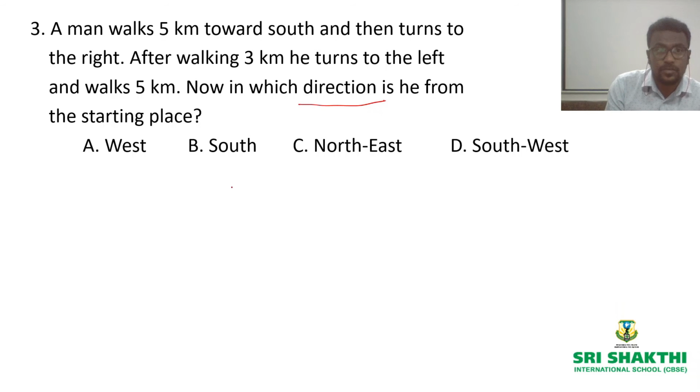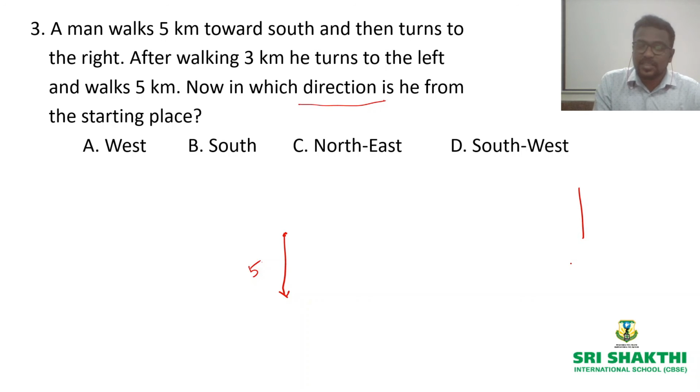Okay, let's do this. A man walks 5 kilometers towards south. So, if you see here, a man was starting from here and is moving to the south. Assume this as 5 kilometers and then turns to the right. This is a very important question. Why? Because we people usually draw a line, and if the instruction given is right, immediately we go for this direction. If we go for this direction, then obviously it is wrong. It is right for us, not for the person who is moving towards south.